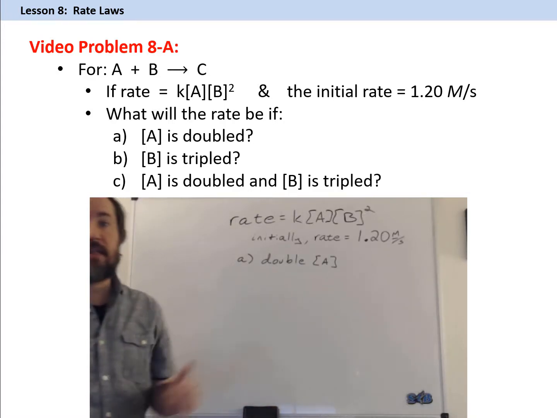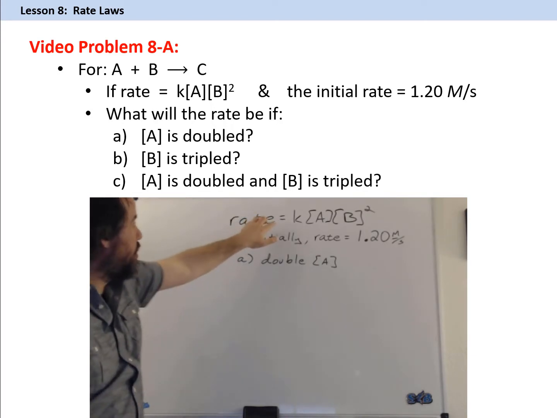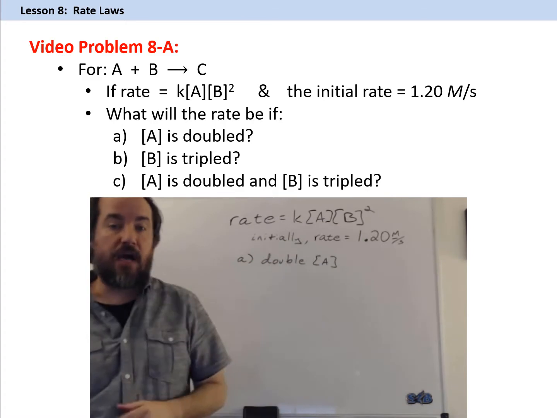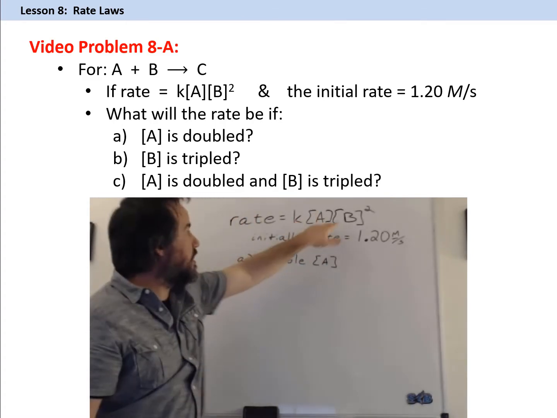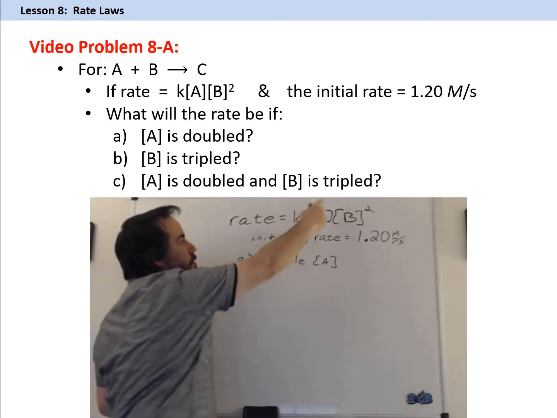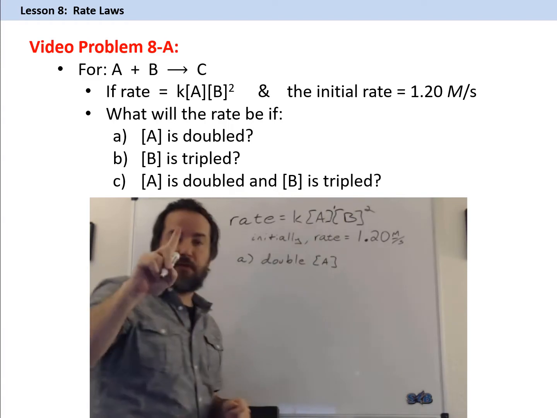Okay, so this is lesson 8 on rate laws. Differential rate laws look like this. The rate equals K times concentrations of the reactants, and a lot of times they are to different orders. Notice here, I don't have an order for the A, so that means it is to the first order.